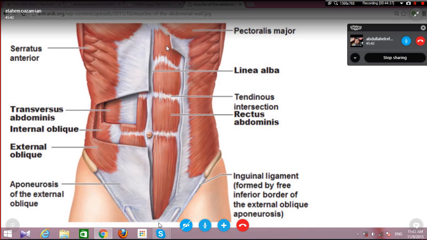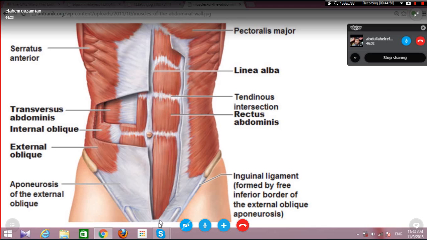We have the nerves, intercostal nerves. And do you remember which artery goes down? Internal thoracic. Internal thoracic, somewhere here, splits into musculophrenic and superior epigastric. Very good. Superior epigastric goes down.